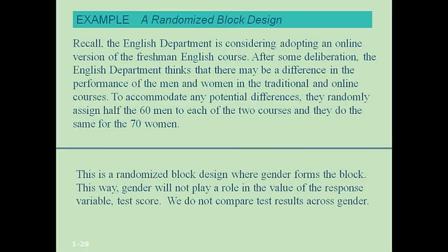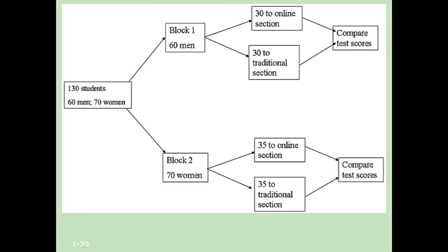Gender forms the block. This way, gender will not play a role in the value of the response variable, which was the test score. We do not compare test results across gender. And here is a good visualization of how that experiment was run. The total group of students was broken into the 2 blocks, men and women. Half of each were given online versus traditional, and then took the test, and we compare the test scores.